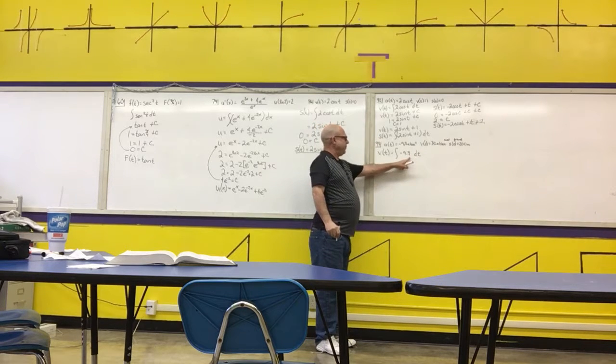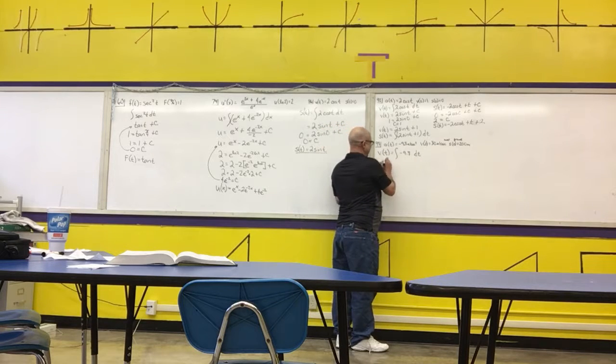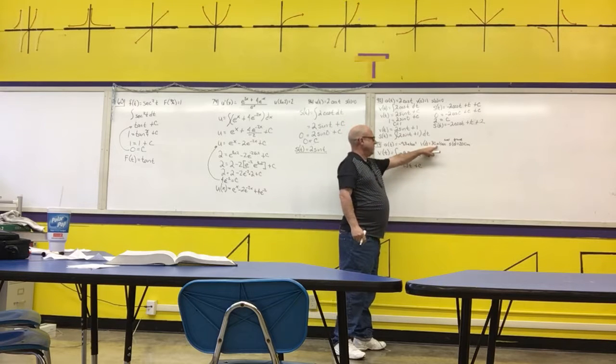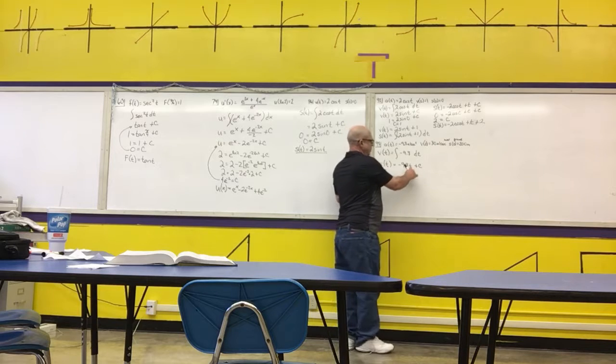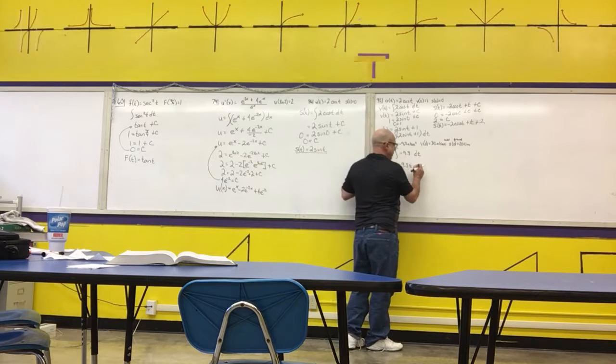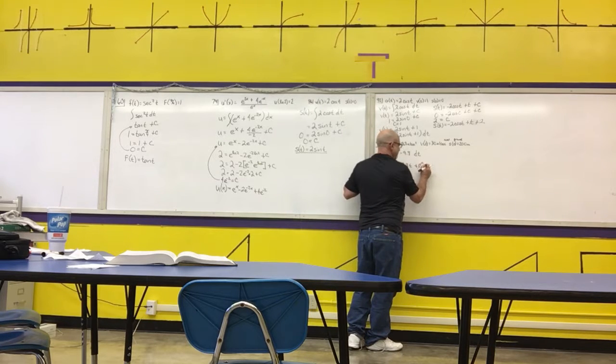So take the antiderivative of negative 9.8, and I get v of t is equal to negative 9.8t plus c. They tell me that my initial velocity is 30 meters per second. So when I put a 0 in for t, I get 30 meters per second. So my c is 30.